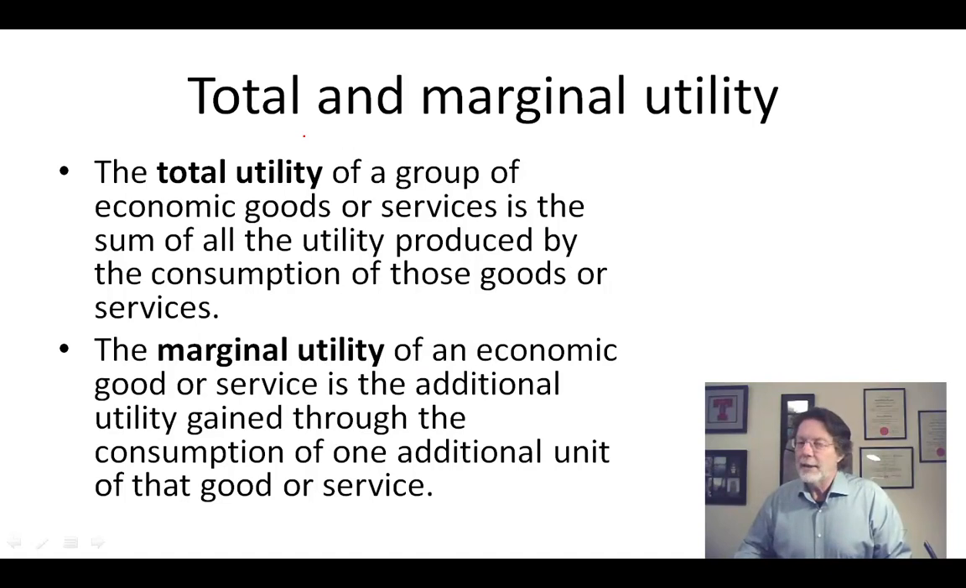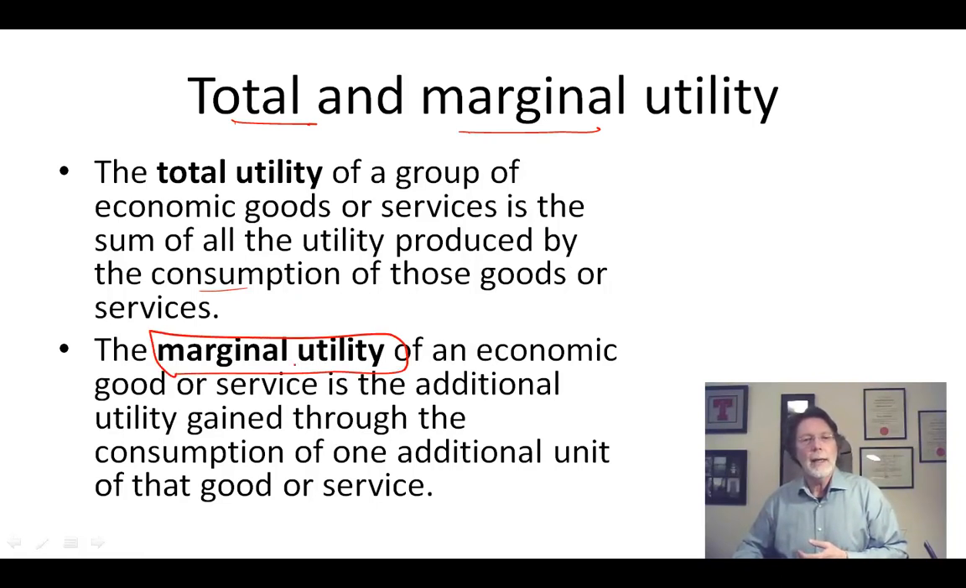So I am assuming that you are all economists of some form or other, so I'm going to skip quickly through this, but I will remind you of the difference between the total and the marginal utility of economic goods and services. The total utility is just the total of all the utility produced by the consumption of a basket of goods or services. The marginal utility, which is what we're going to be talking about mostly here, is the additional utility gained through the consumption of one more unit of that good or service. All right, and that's going to be crucial in what follows.